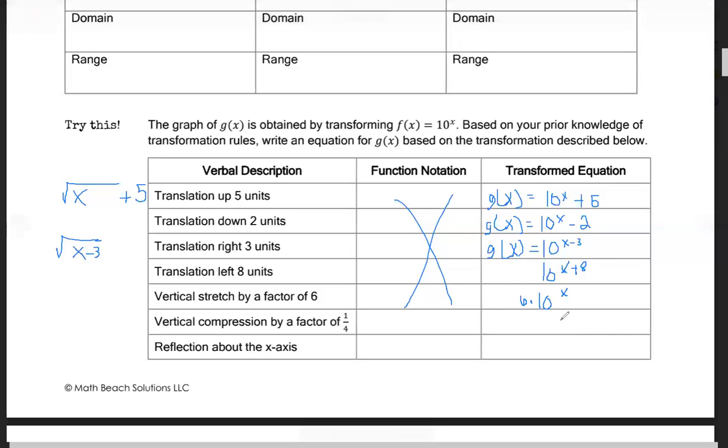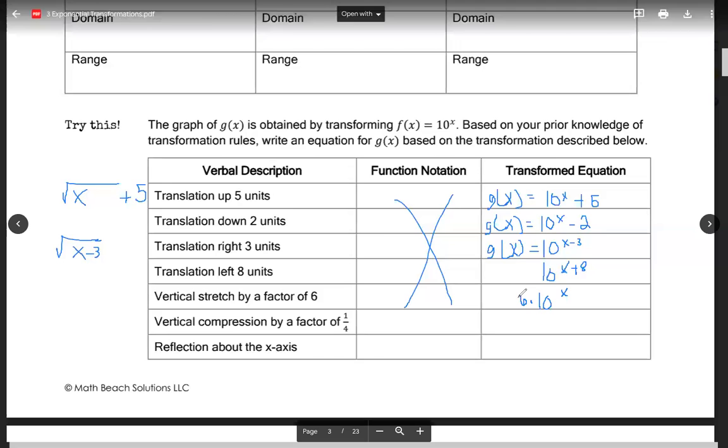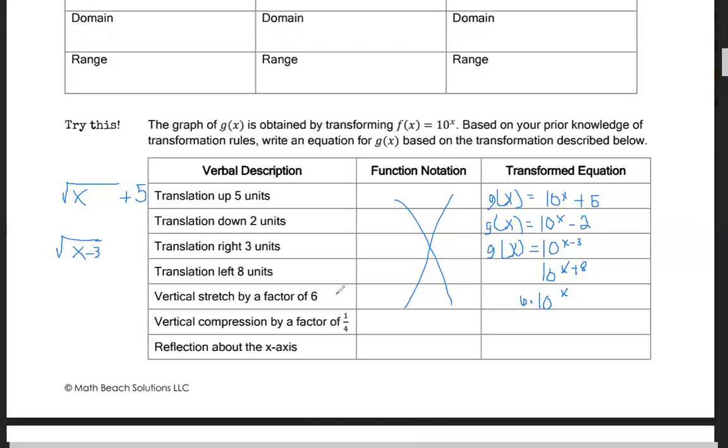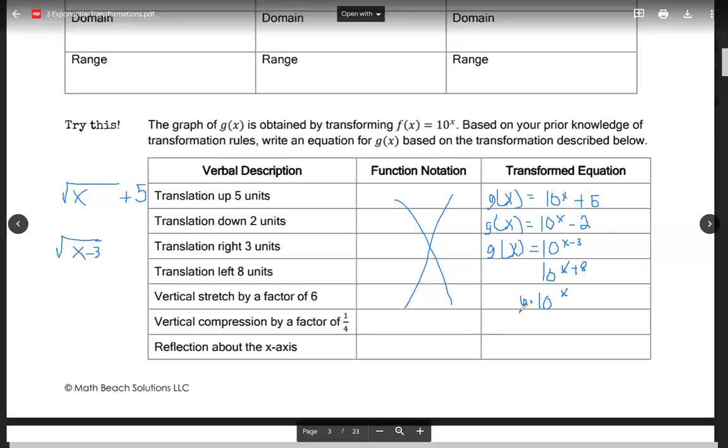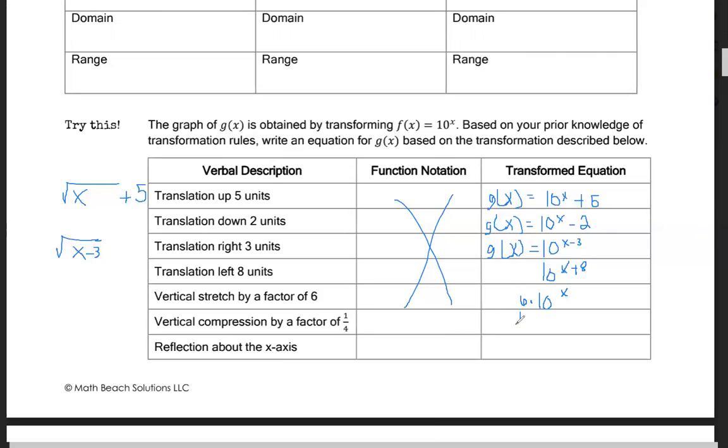Now, basically what that's going to do is put our starting point, instead of it being at 0, 1, whatever this multiple of it is, that's where the new starting point would be. So, for example, this would be 0, 6 for our vertical stretch if this was our equation. Okay, vertical compression by a factor of 1/4. So I put a 1/4 in front now.